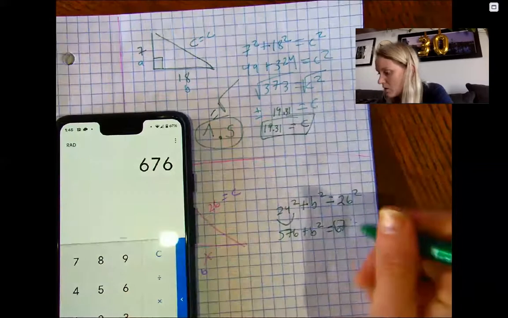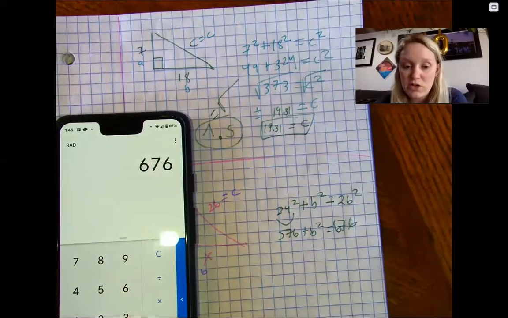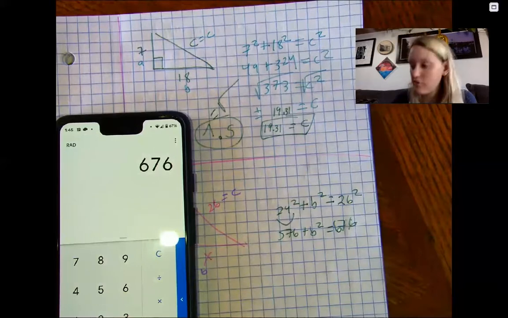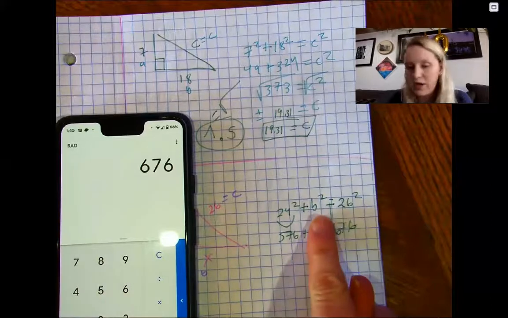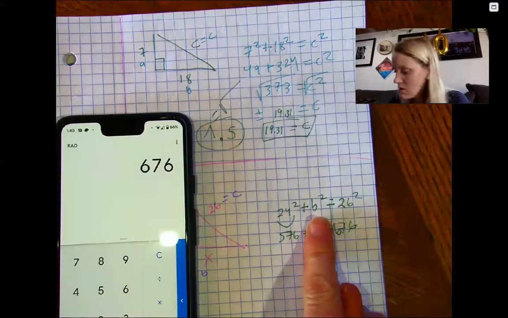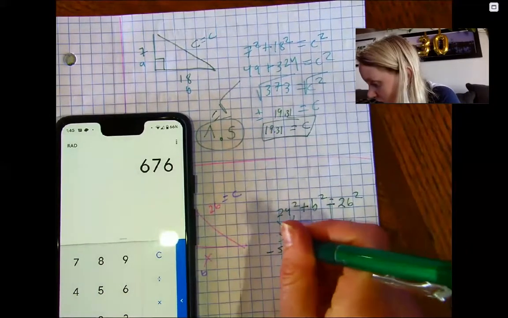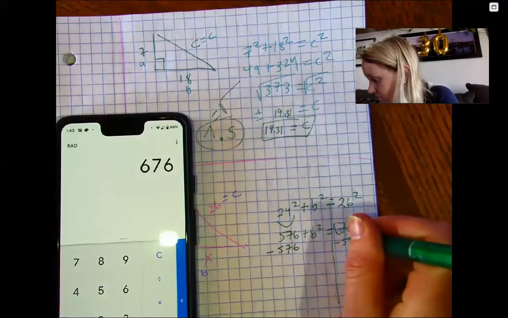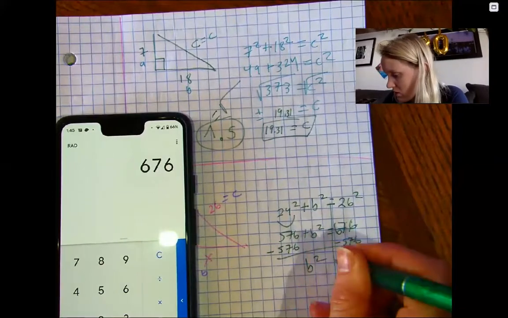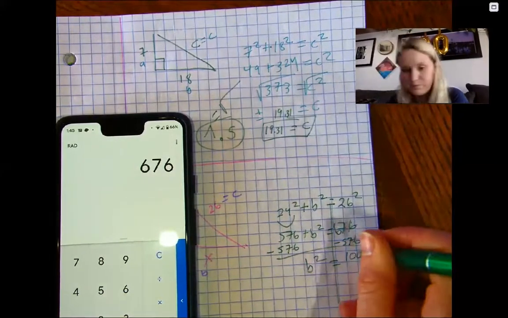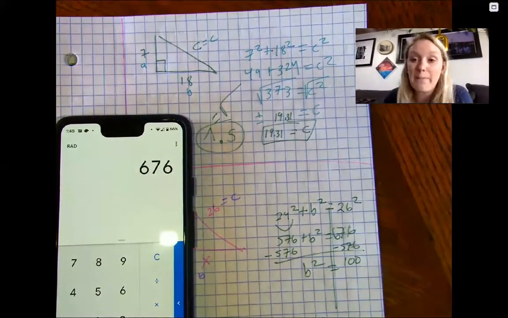Okay. Now, here's where it gets a little trickier. I still have to solve for the variable. So I'm going to go like this. I cover up my variable. How do I get rid of 576? I subtract 576 from both sides. Those cancel. I'm left with B squared here. That equals 100. How do I get B by itself?